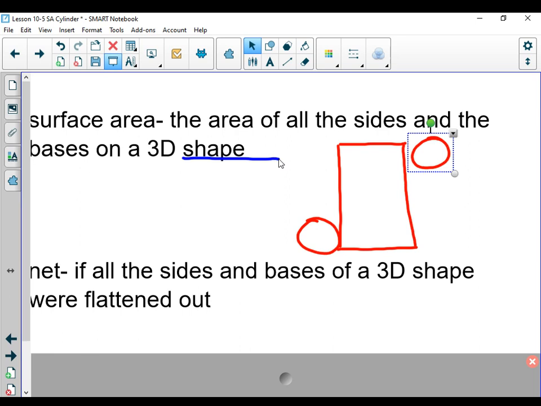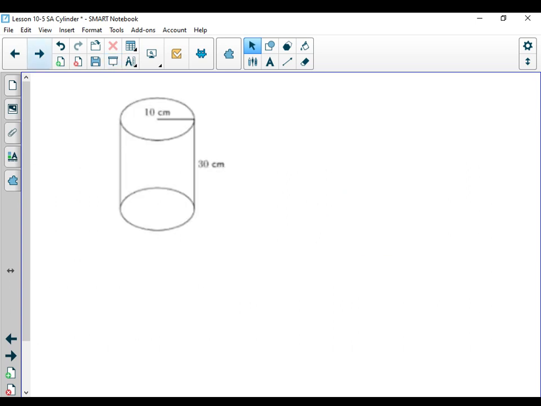Questions about surface area or nets so far? Okay, so then if we look at our first box, we have a cylinder 30 centimeters tall, and then the circle has, oh, what's this word called again? Good memory.